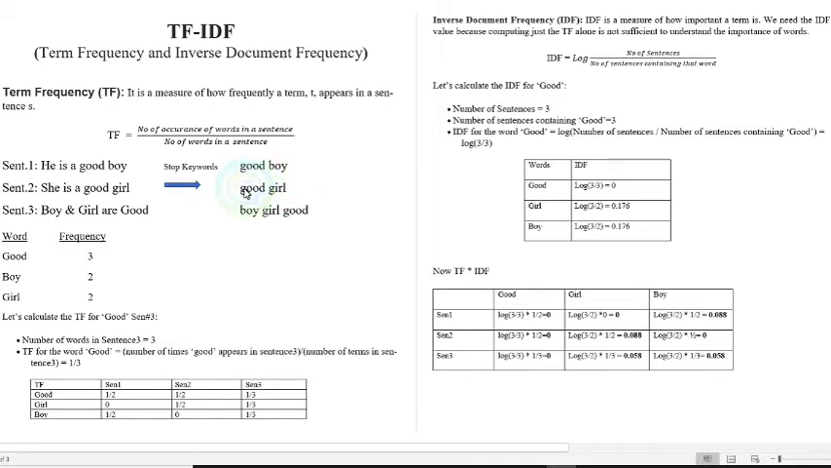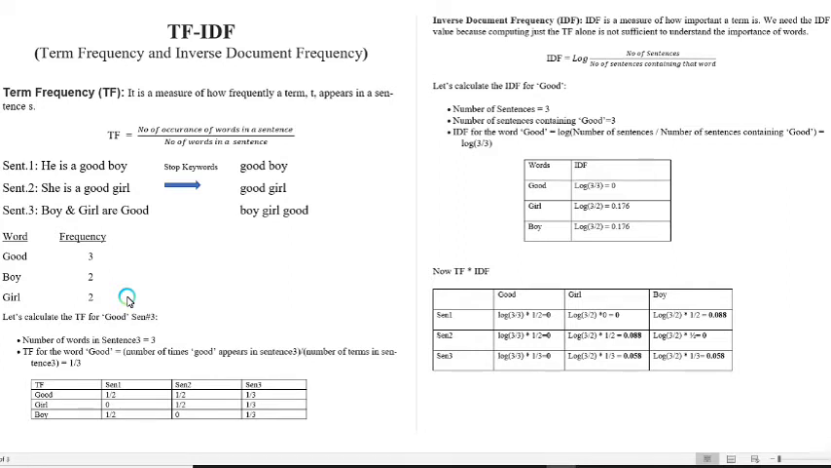After removing the stop words from these sentences, we'll find the histogram of the words. Histogram is basically counting the frequency of the words. So the word good occurs 3 times in the data set, so the frequency will be 3. For boy it is 2, for girl it is 2. So after getting the frequencies, we can find the TF value of the words.